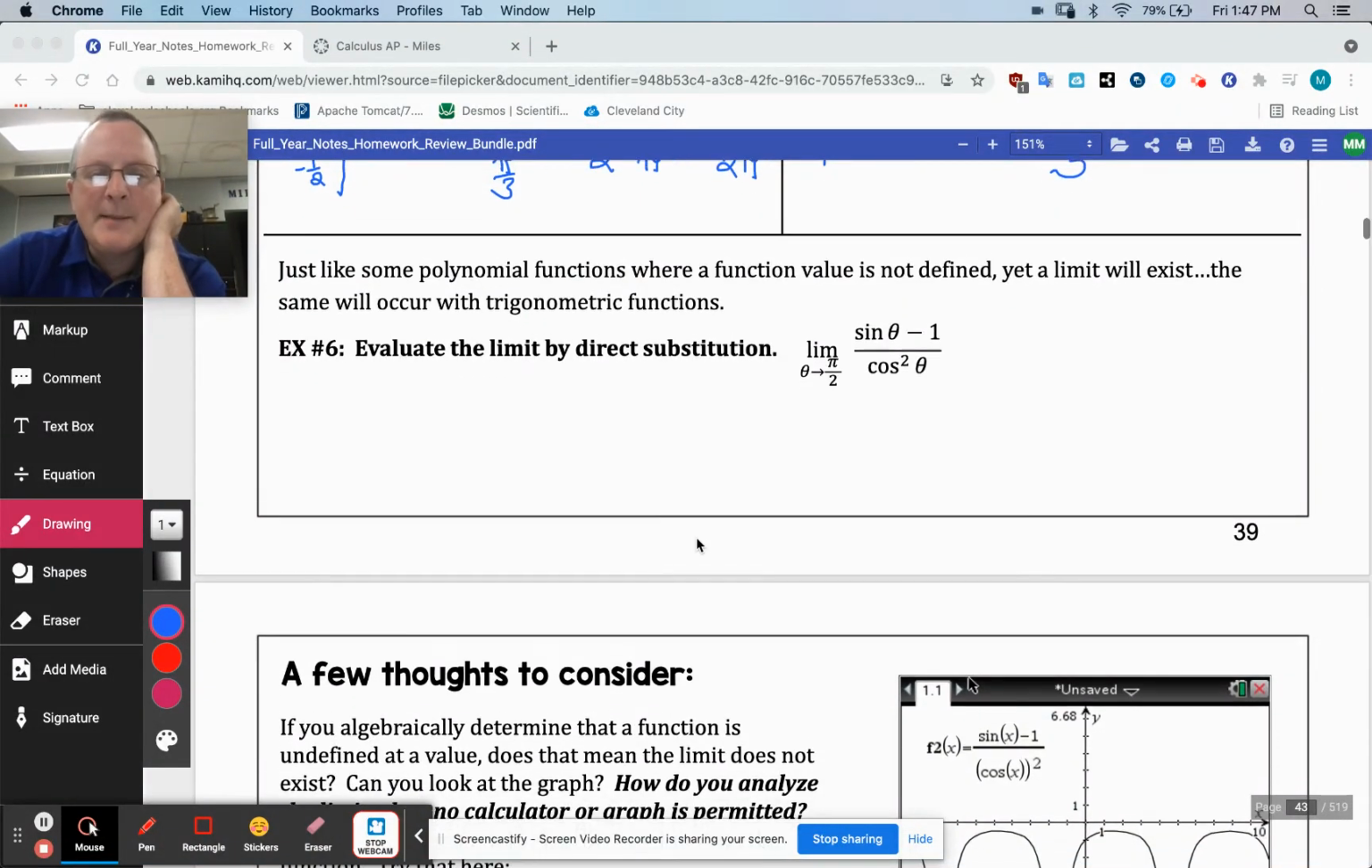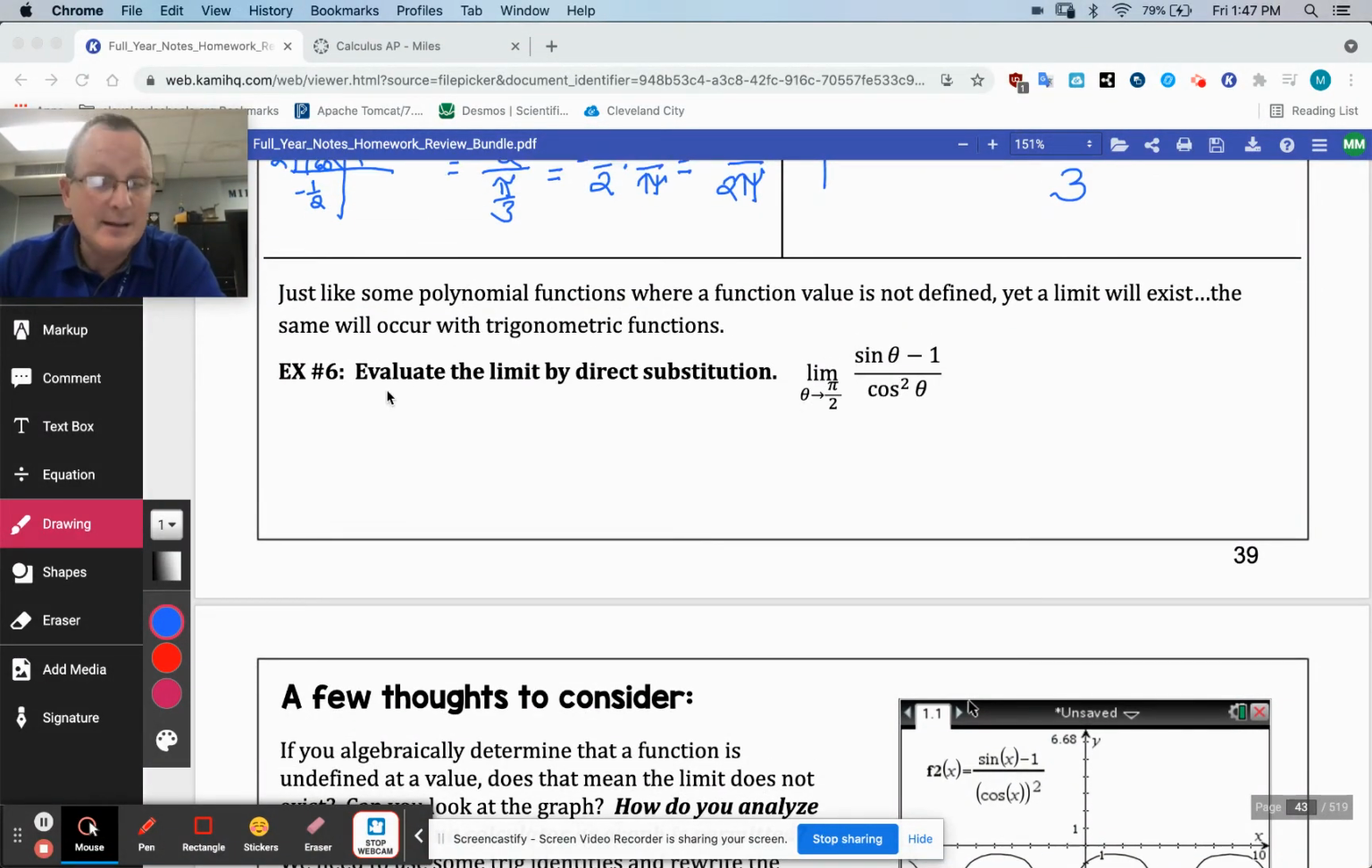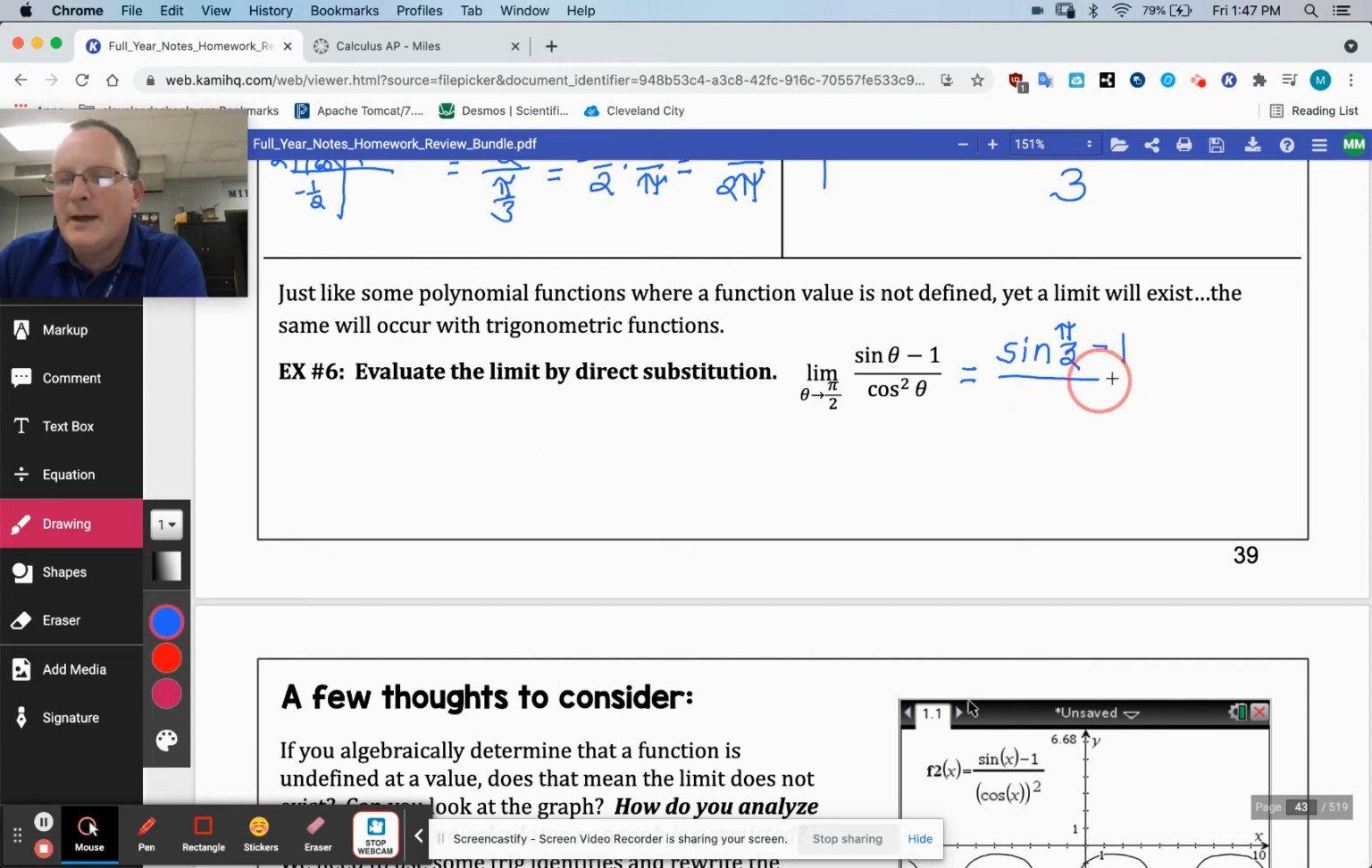Okay, so on example 6, we're going to try that again, and you already know what's about to happen, but we're going to talk about it and how to fix it. All right, so if I substitute in, just like we did on the last two, I have the sine of pi over 2 minus 1 divided by the cosine of pi over 2, squared.